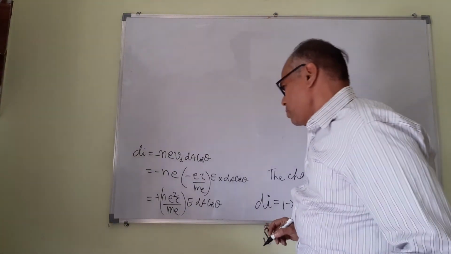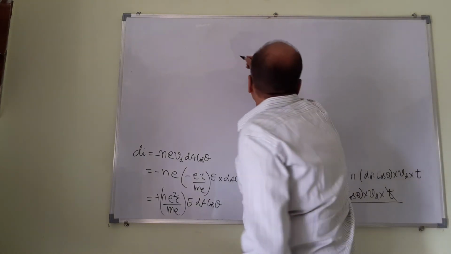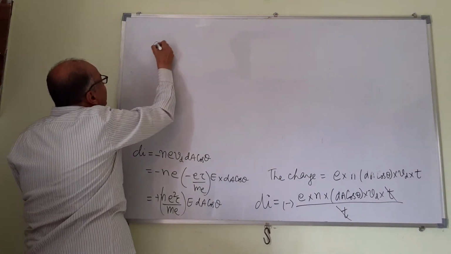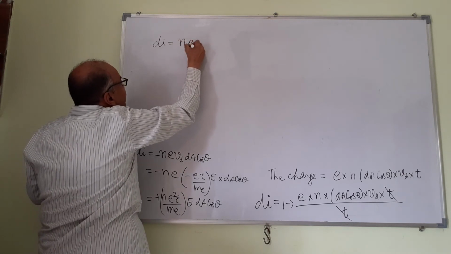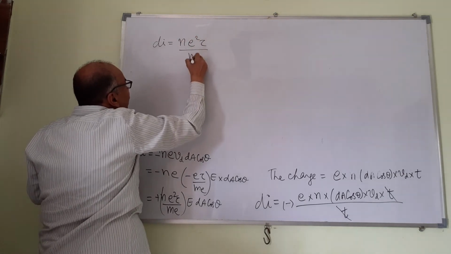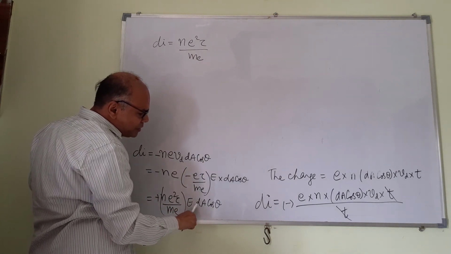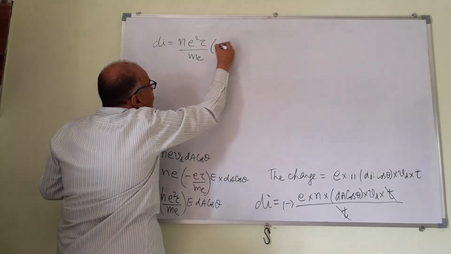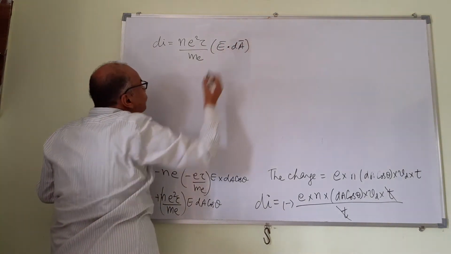So now dI, again, let me rewrite that. dI can now be written as N e squared tau by me. Now E is a vector, dA is a vector. The angle between E and dA is theta. So this can be written as into E dot dA.